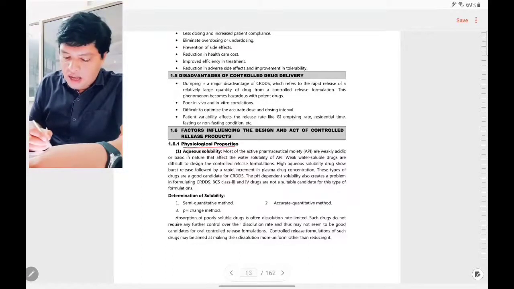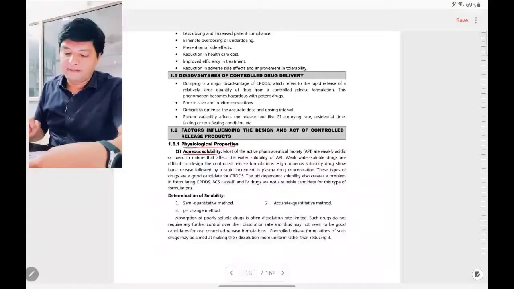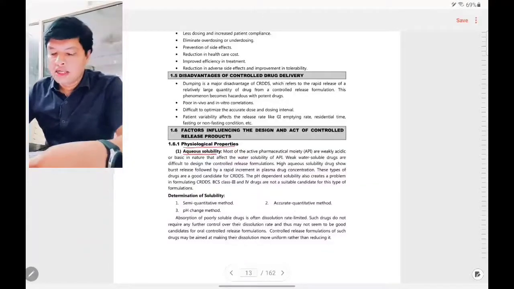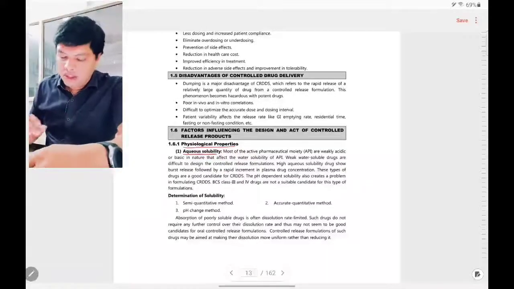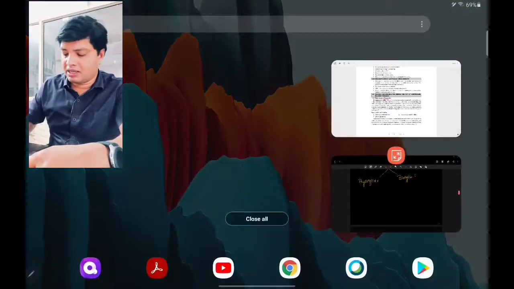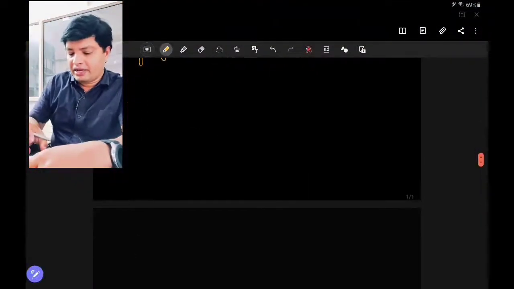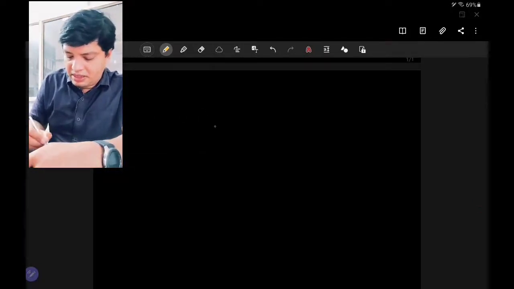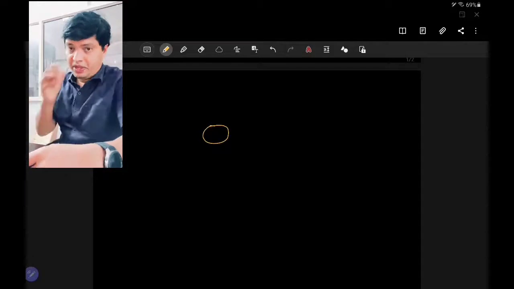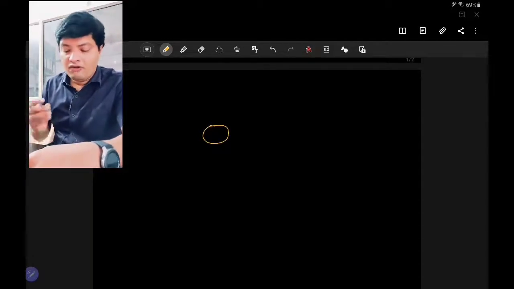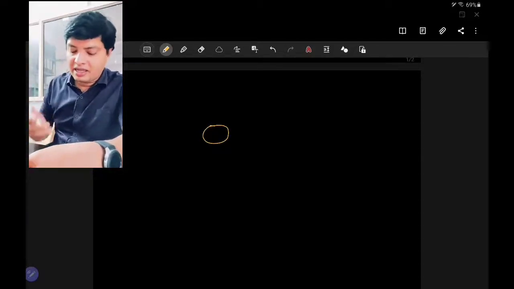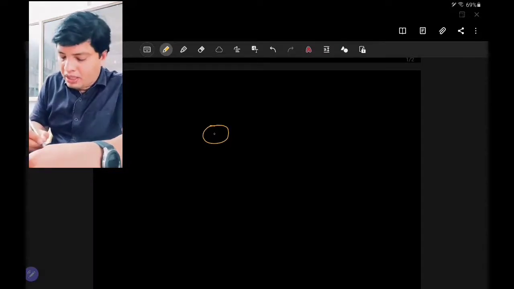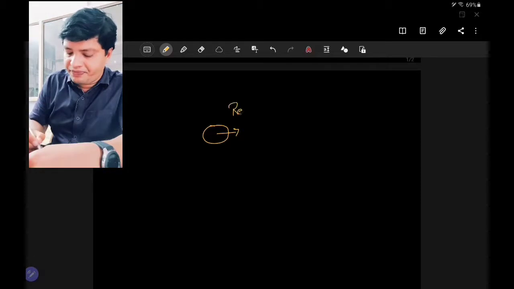So we have here aqueous solubility of the drug. What the main thing you need to remember here is, before starting these factors affecting, I need to give one statement. I am designing a dosage form. Let's say this is a dosage form. I am designing a dosage form with a predetermined mindset, saying that I can control the release of drug from this dosage form.